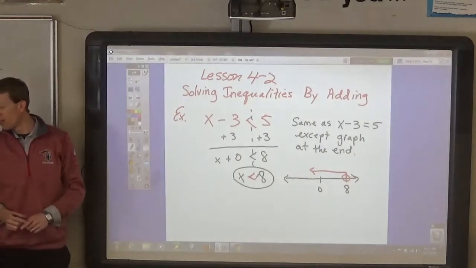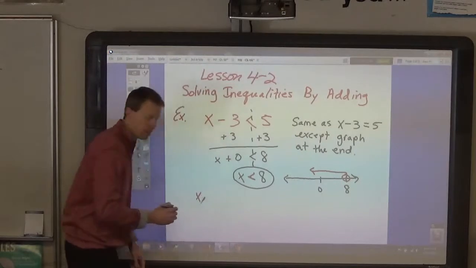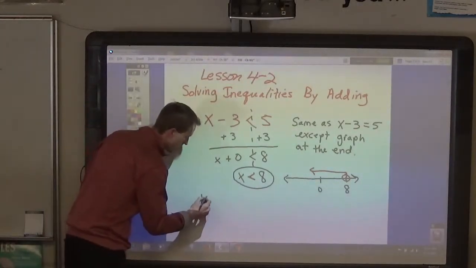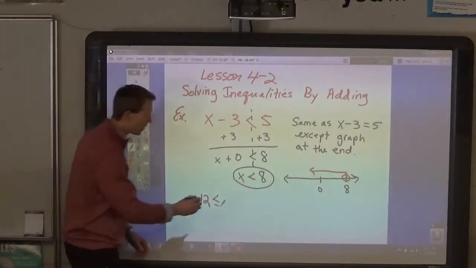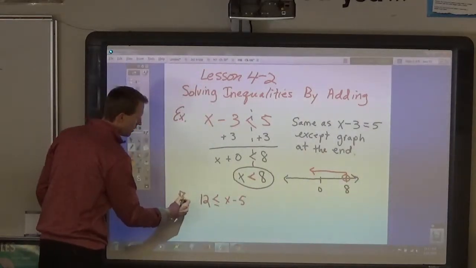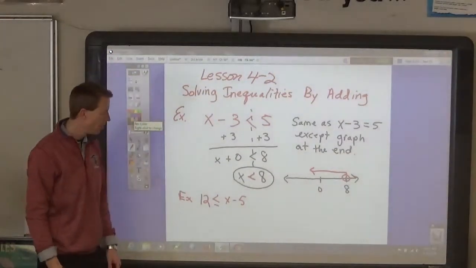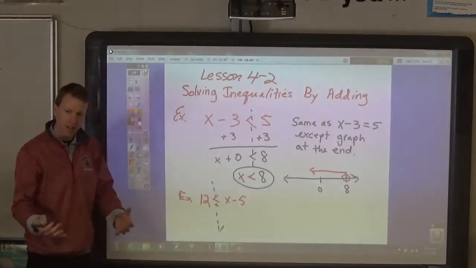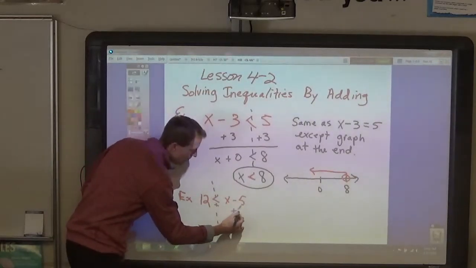Good. Let's do another one. I'm sorry, no. We're going to start with the number this time. 12 is less than or equal to x minus 5. Here's another example, okay? Dylan, what would we do on this one? Start on the side with the variable. Add 5.